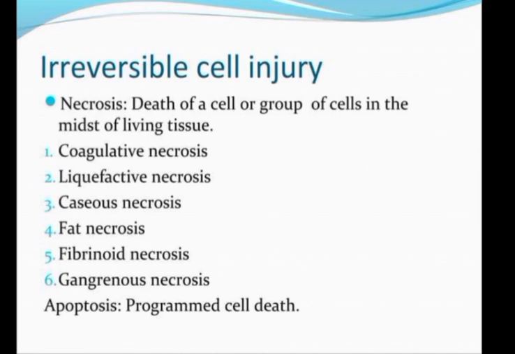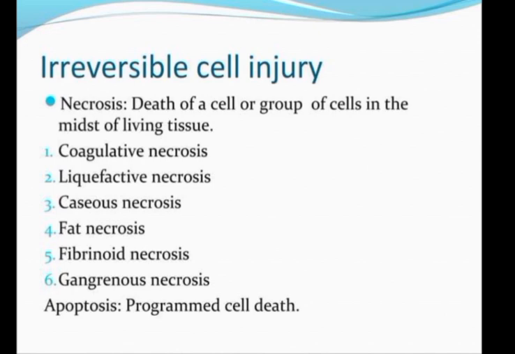Next, the last one is morphological consequences. There will be biochemical disturbances which lead to structural changes. Ultrastructural changes are visible first under the electron microscope. Light microscope changes will appear later. These are the four types.